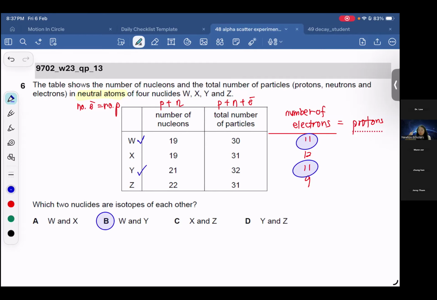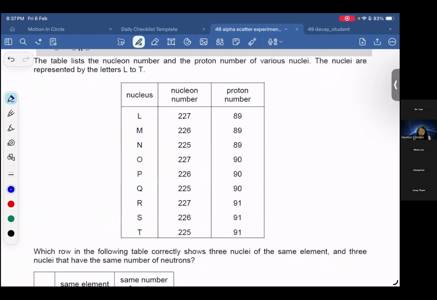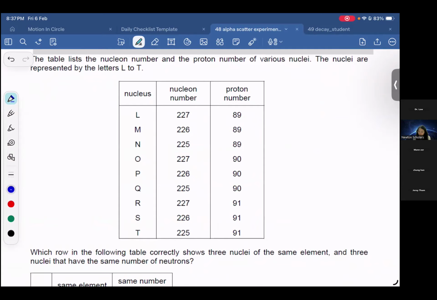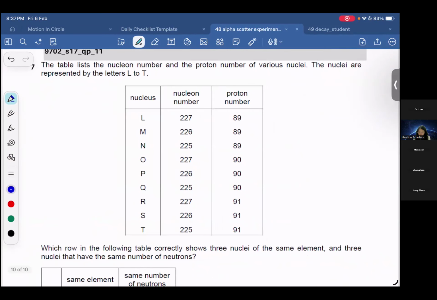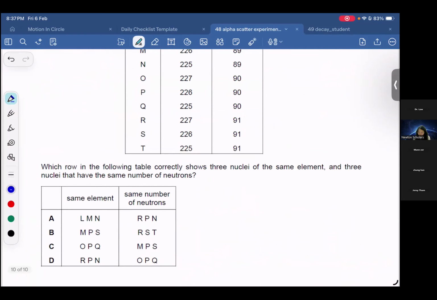Okay, then we go to the last question for this worksheet. Here there is a table listing the nucleon number and proton number. The nuclei are represented by the letters L to T. Which row in the following table correctly shows three nuclei of the same element? Three nuclei that have to have the same number of neutrons.